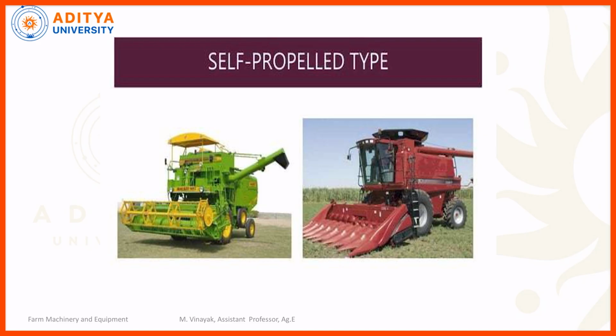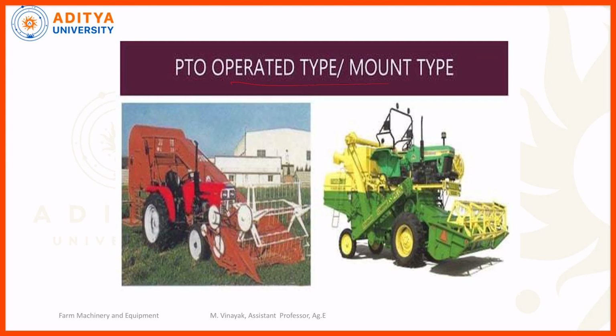So here we can see the different types of combine harvesters. This one is a self-propelled combine harvester. This one is a grain combine harvester. This one is a maize combine harvester. These are the self-propelled combine harvesters. In the upcoming slides we can discuss in detail the parts and mechanisms of the combine harvesters. Let us move on to the next slide. This one is a PTO operated type or mounted type combine harvester. Suppose this one is a tractor.